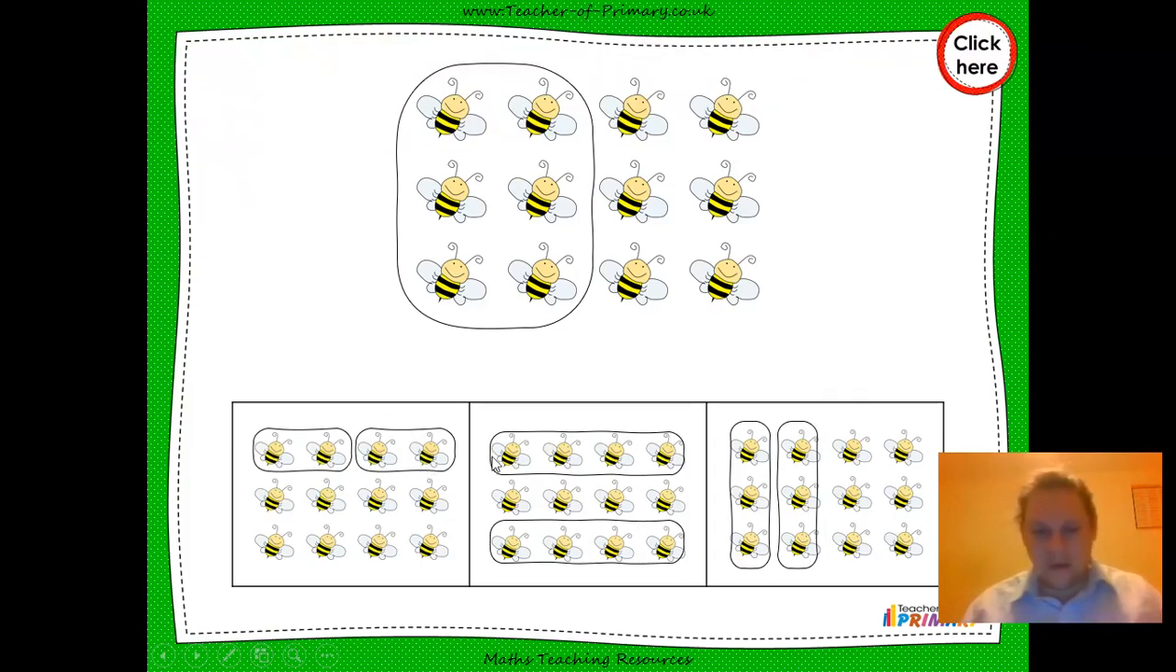What about this one? There's 2 groups of B's selected. Have we got 6 B's in total here? 1, 2, 3, 4, 5, 6, 7, 8. No, so that's not equivalent. What about this one? We've got 2 groups of B's selected. We've got 1, 2, 3 in each group, 4, 5, 6 all together.